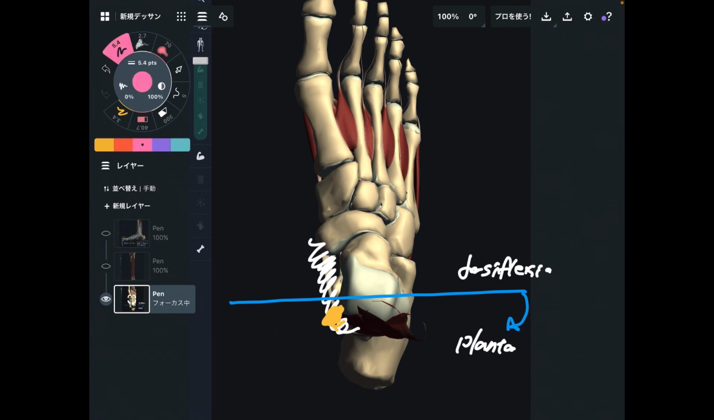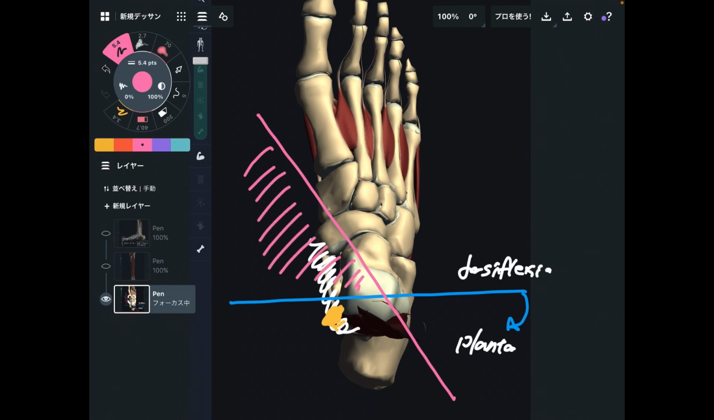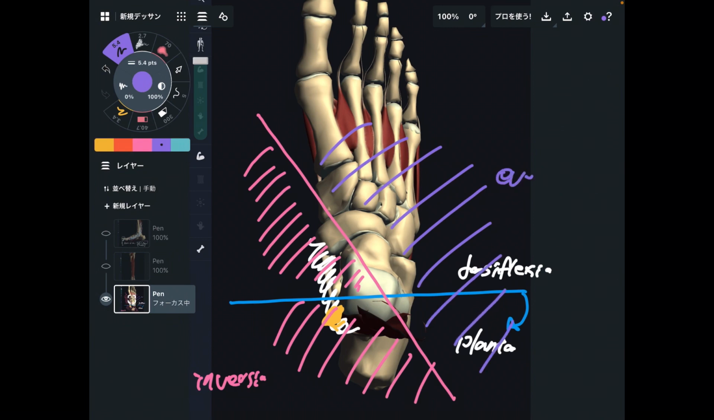Then there's one more axis of movement, for inversion and eversion. The inversion, eversion axis is a little bit complicated. It's a little bit diagonal like this. Muscles that run on this part do inversion. This pink area, inversion. Then the other part, this side, is for eversion. Again, all three muscles for today run in this quadrant. What kind of movements do they do? That is inversion and plantar flexion. This quadrant is very important to understand ankle muscles.